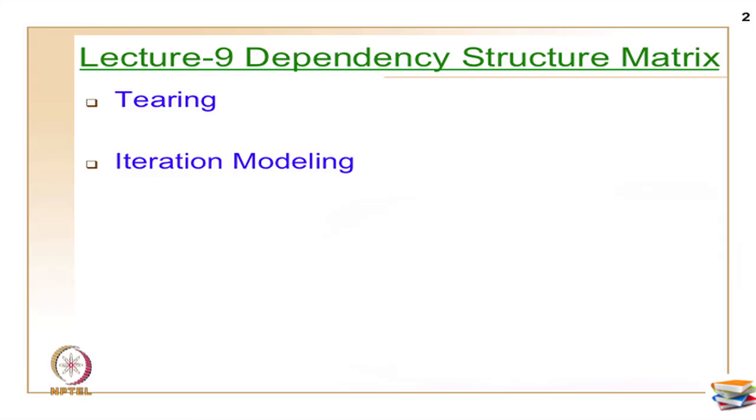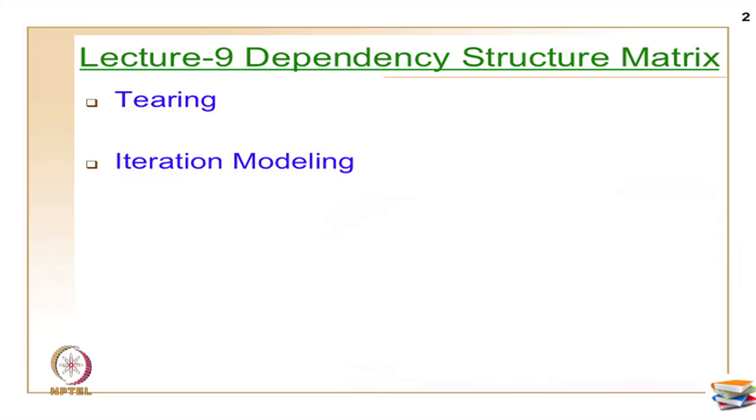Title is dependency structure matrix again, and we are continuing with the last class. Last class we saw the two basic operations, predominantly the formation of a DSM and the partitioning process. In this class we will learn about the tearing process and iteration modeling, which are the third and the fourth operation. Okay, so what is the tearing process?